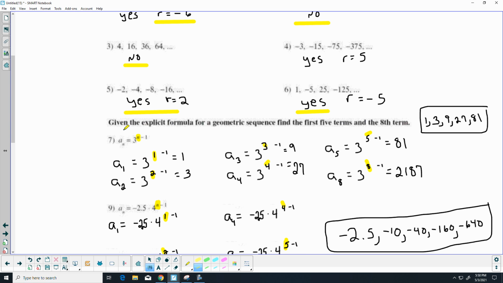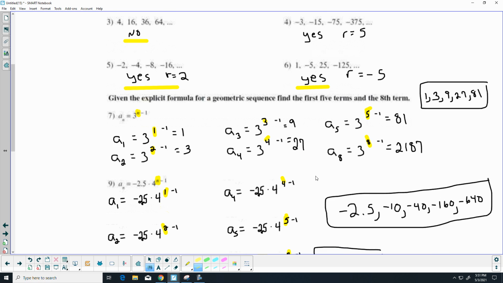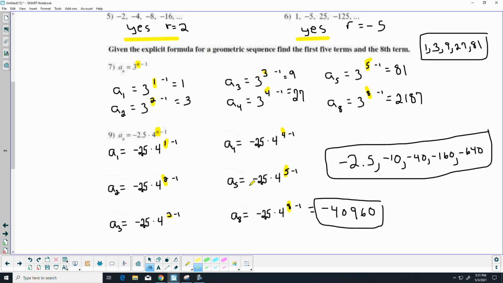On number 7, I was given the explicit formula, and I need to find the first 5 terms and the 8th term. That just means I look at my n, and I'm going to plug in 1, 2, 3, 4, 5. And then for the 8th term, plug in 8. And if you look at the pattern there, 1, 3, 9, 27, 81, that makes sense. I'm multiplying it by 3. On number 9, it's the same situation. I'm going to plug 1 in for n, and then repeat that pattern for 2, 3, 4, 5, and also for 8.